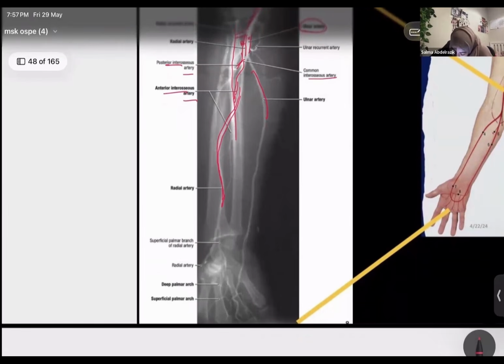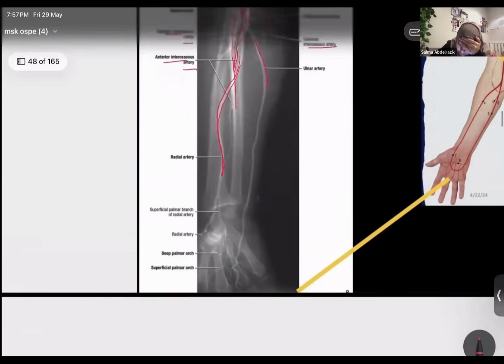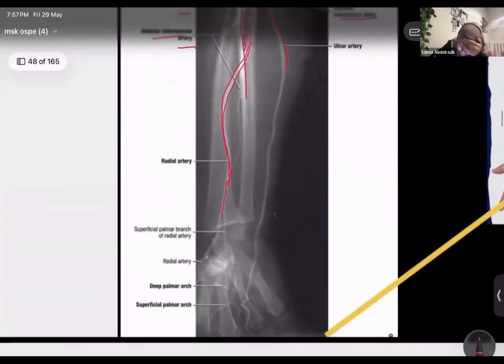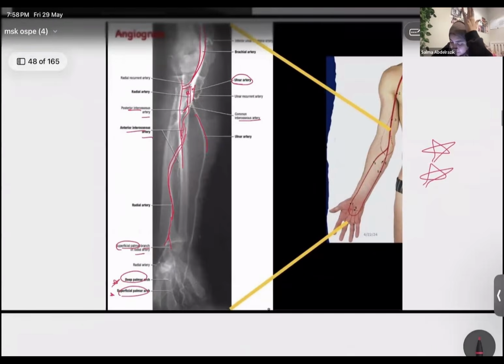I'm trying to take it a step at a time so it's easier for you guys to visualize with me. And then it goes down to the wrist. We have a superficial palmar branch, like your palm. When it comes to supply, you have two arches in your hand: superficial, with its branches, and deep, with its branches. We'll come to this later on. You have the deep palmar arch and the superficial palmar arch.